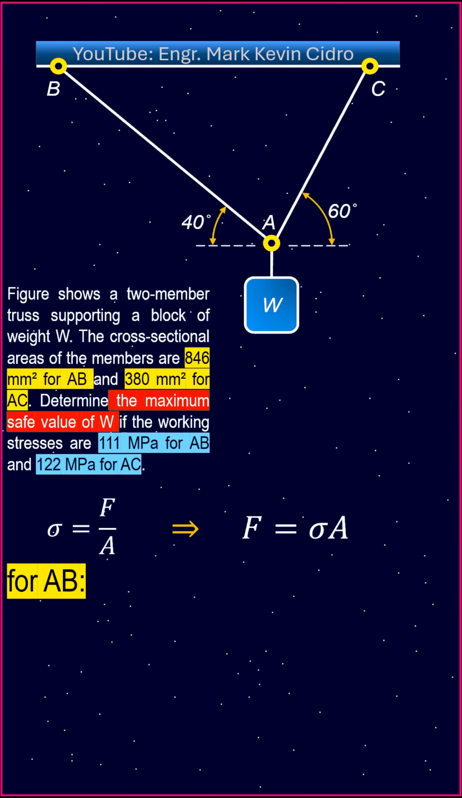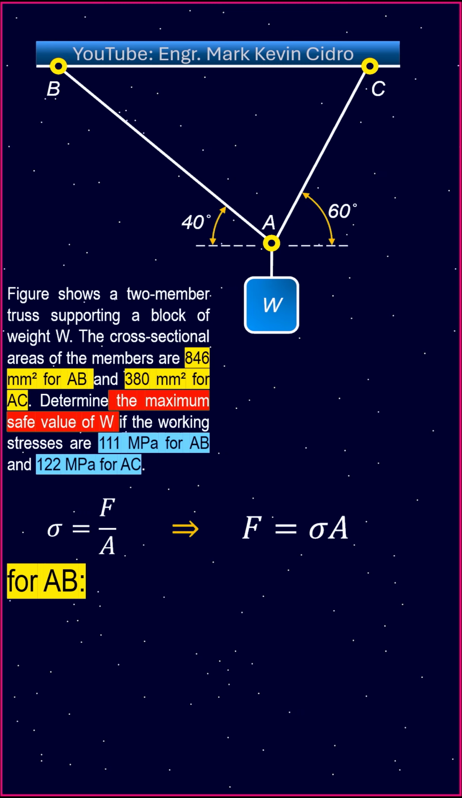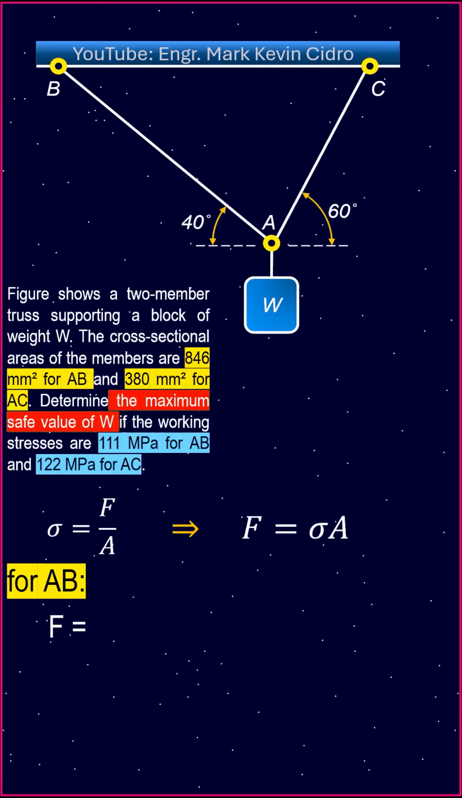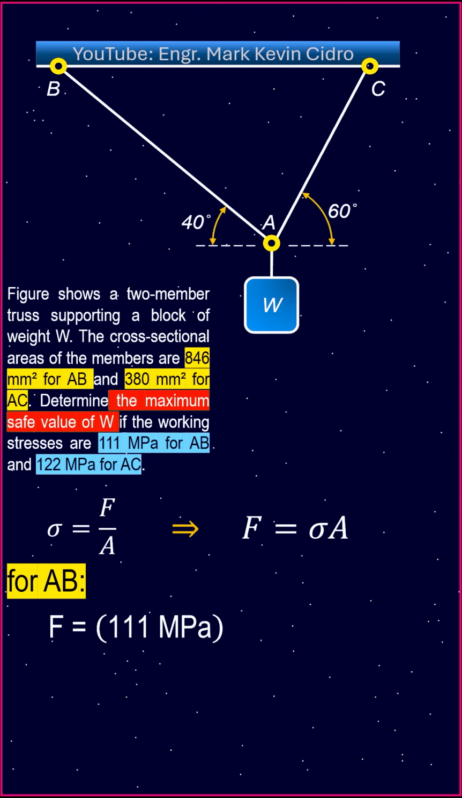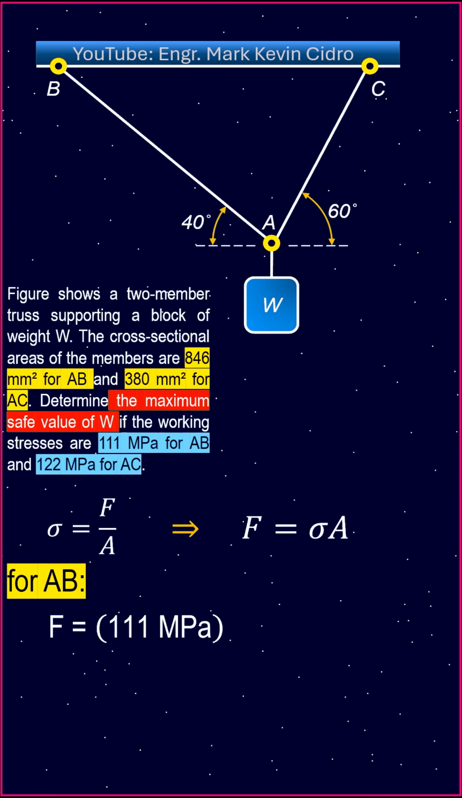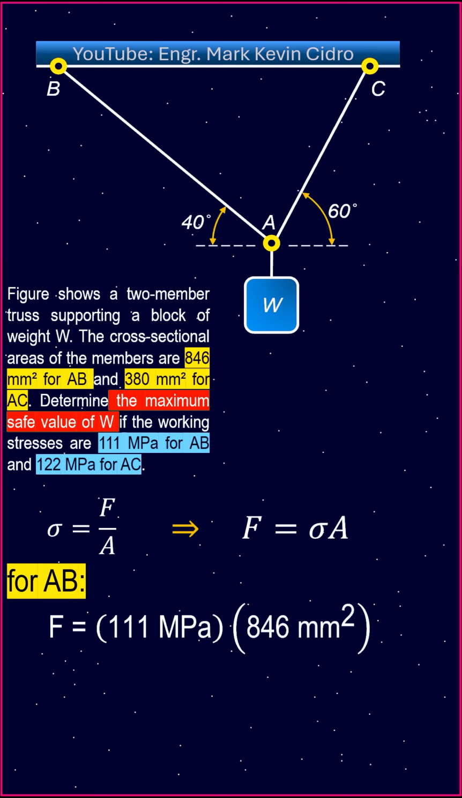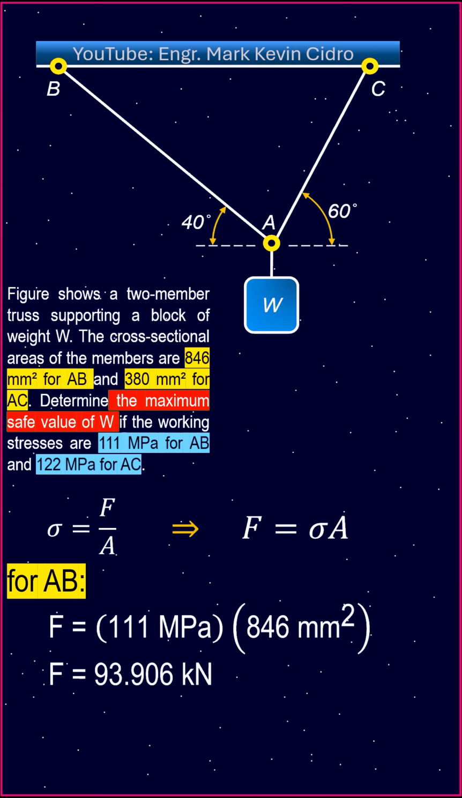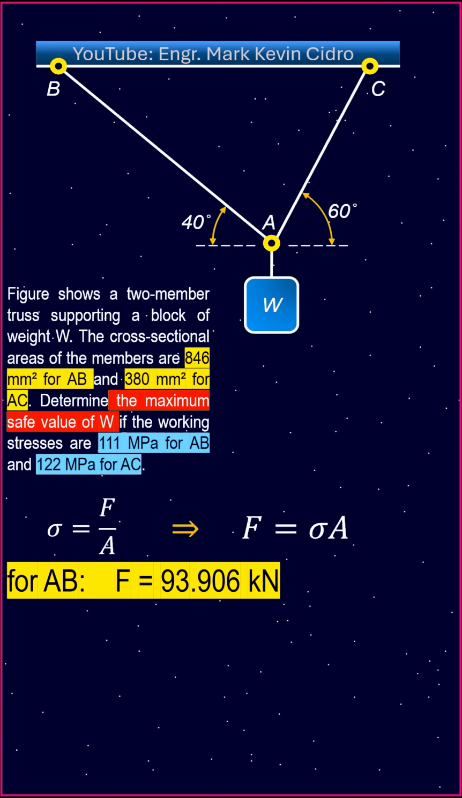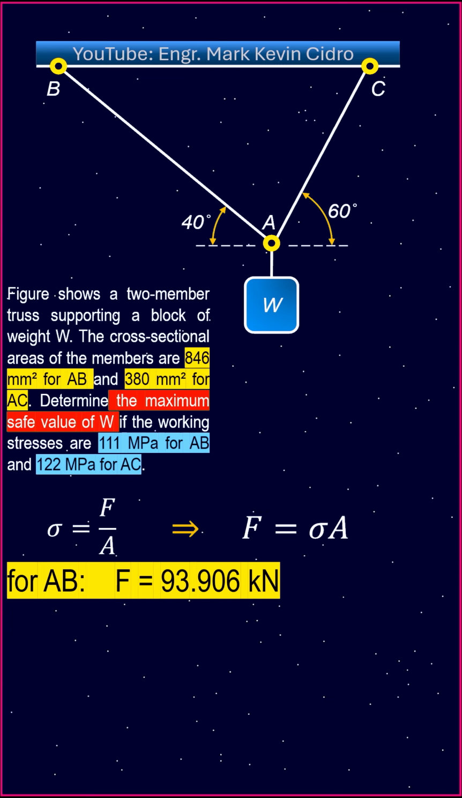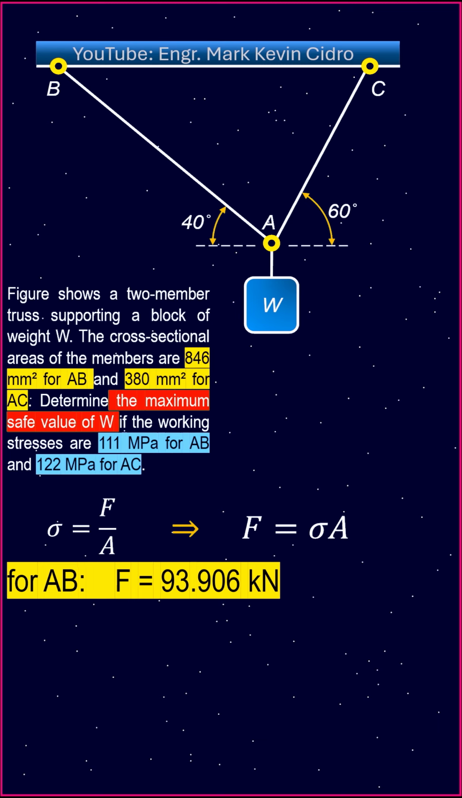So for member AB, in solving for the value of the allowable force, that's just equal to 111 megapascal multiplied by the cross-sectional area of the member, which is 846 square millimeter. And the resulting force is 93.906 kilonewton. So yun yung allowable force for AB.